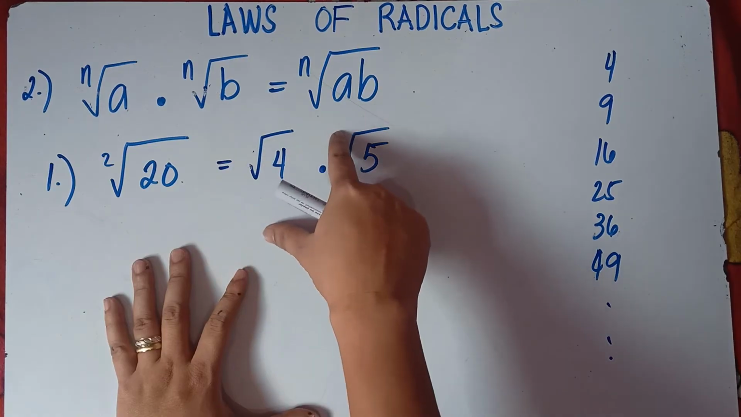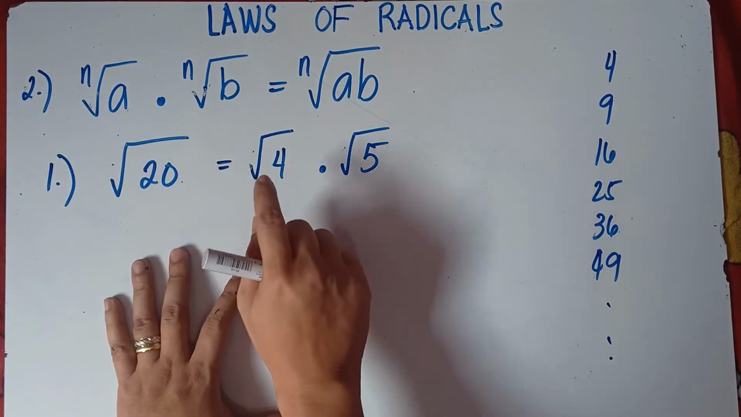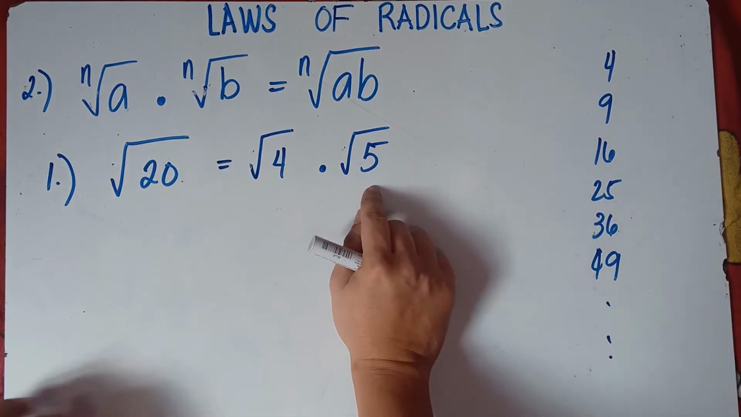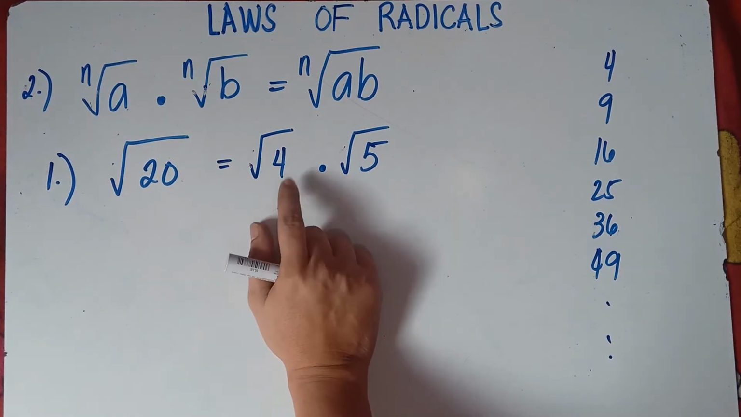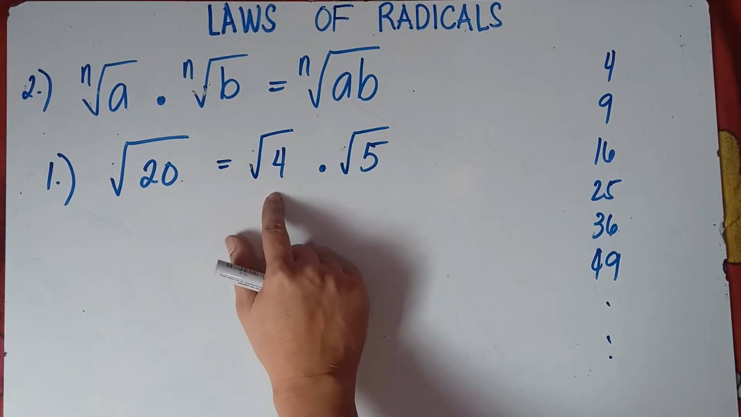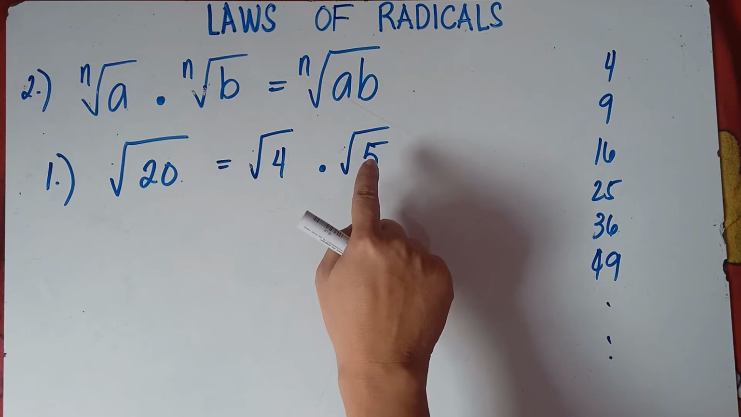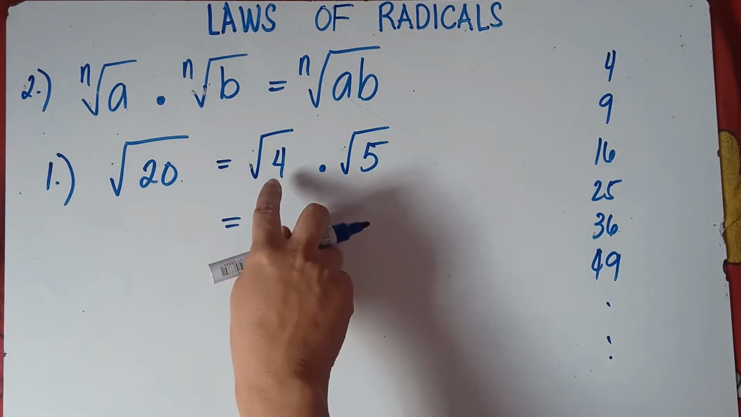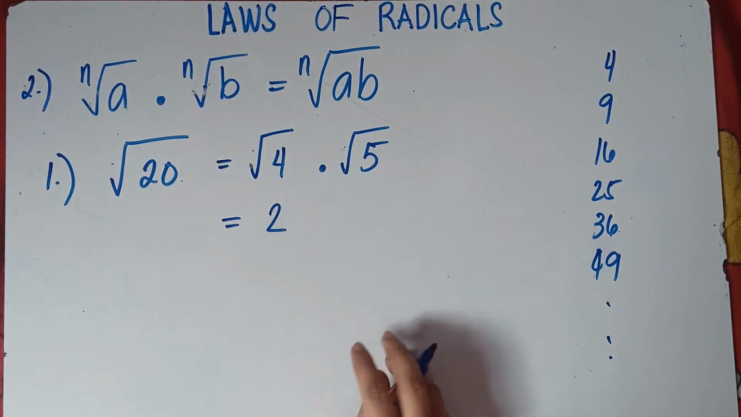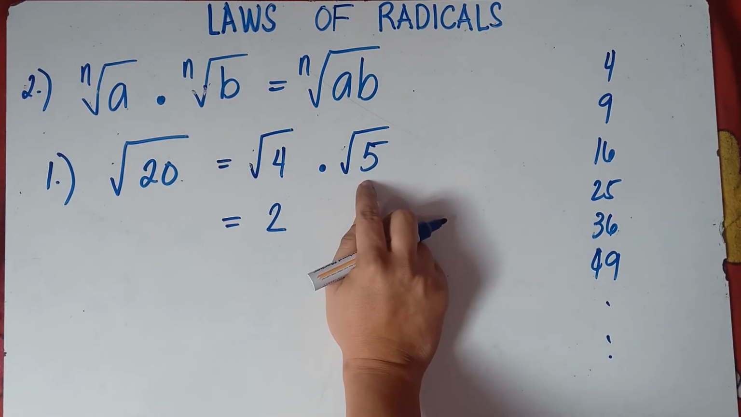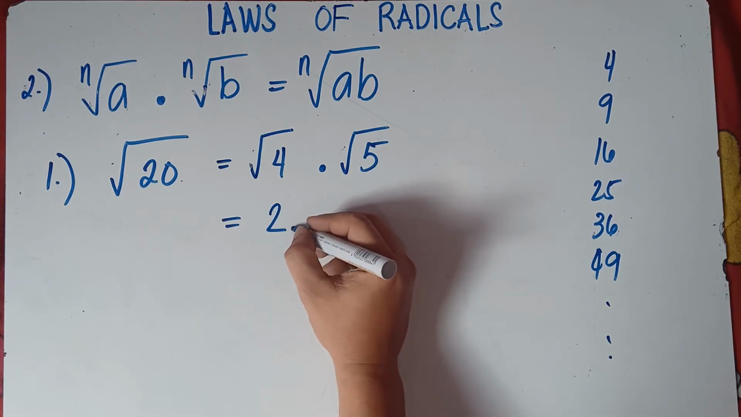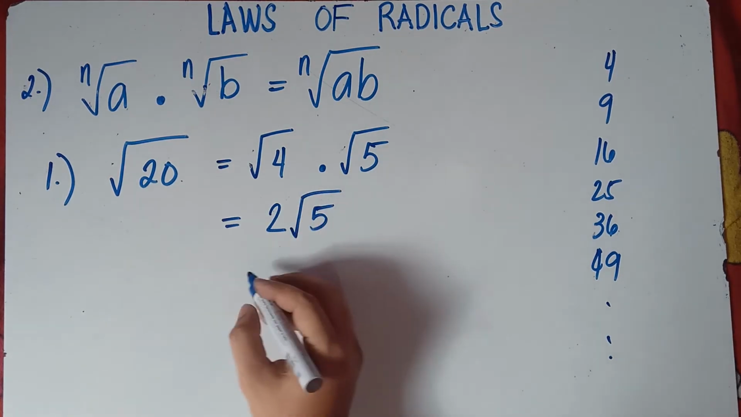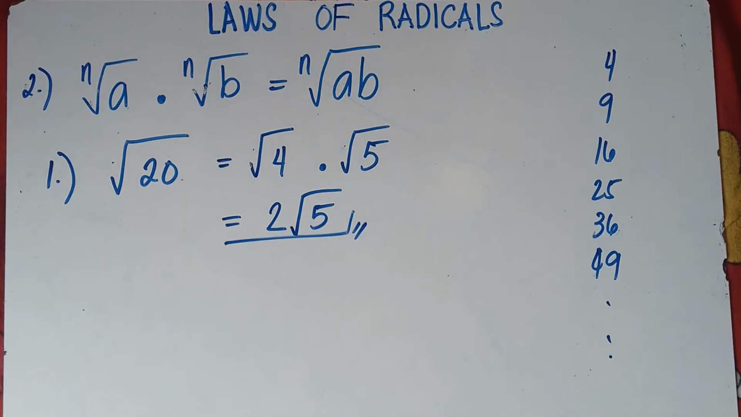So once again, the square root of 20 can be written as the square root of 4 and the square root of 5. One number is a perfect square. 4 is a perfect square because the square root of 4 is 2. And the other is not. That's how you simplify, class. The square root of 4 is 2. And the square root of 5, there is none. We cannot simplify the square root of 5. So our final answer would be 2 square root of 5. That's it, class. That's rule number 2.